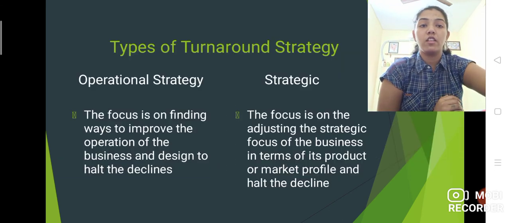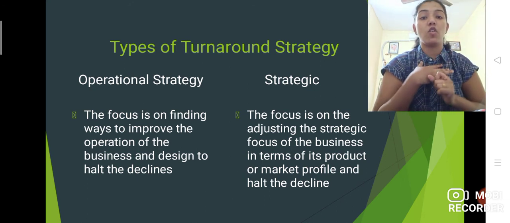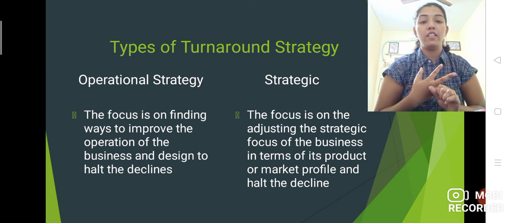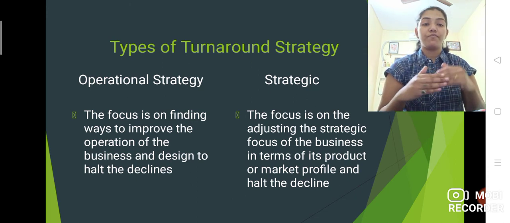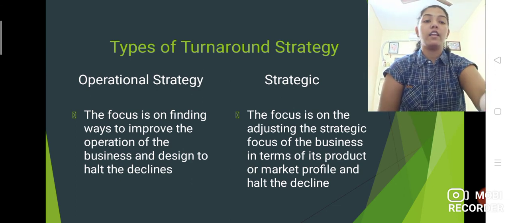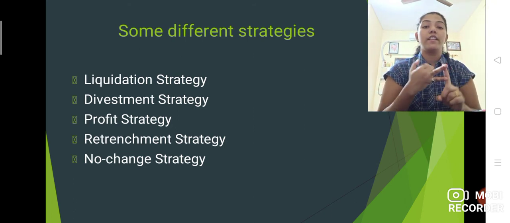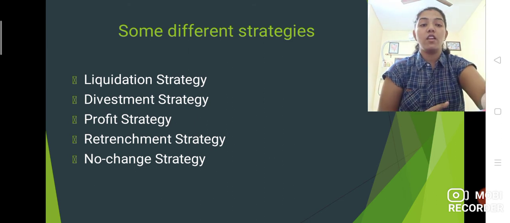Then types of turnaround strategies, what? First is operational strategy and second is strategic. So operational strategy means what? The focus is on finding ways to improve the operation of the business and address the declines. And strategic means what? The focus is on adjusting the strategic focus of the business in terms of the product or market profile and halting the decline. Some different strategies are what? Liquidation strategies, divestment strategies, profit strategy, retrenchment strategy, and no change strategy.